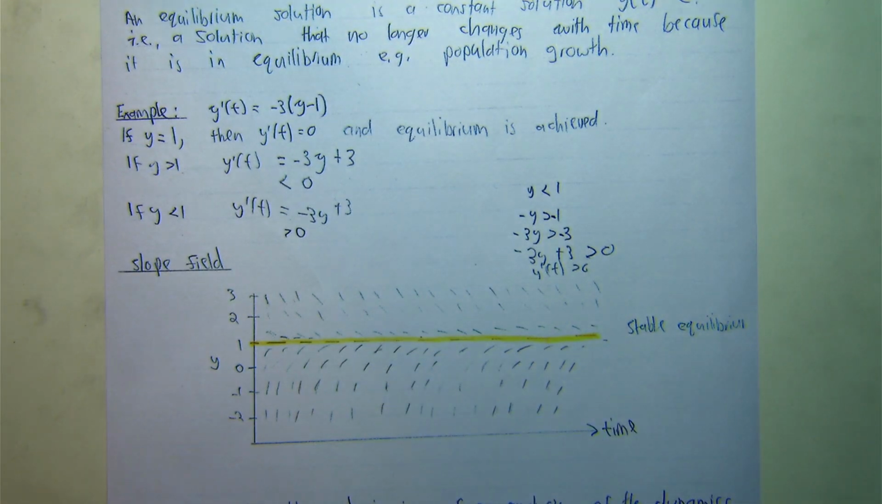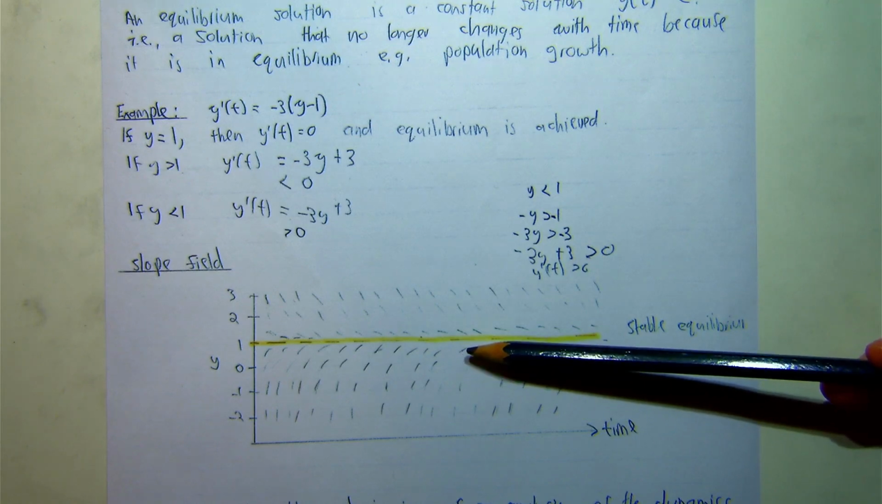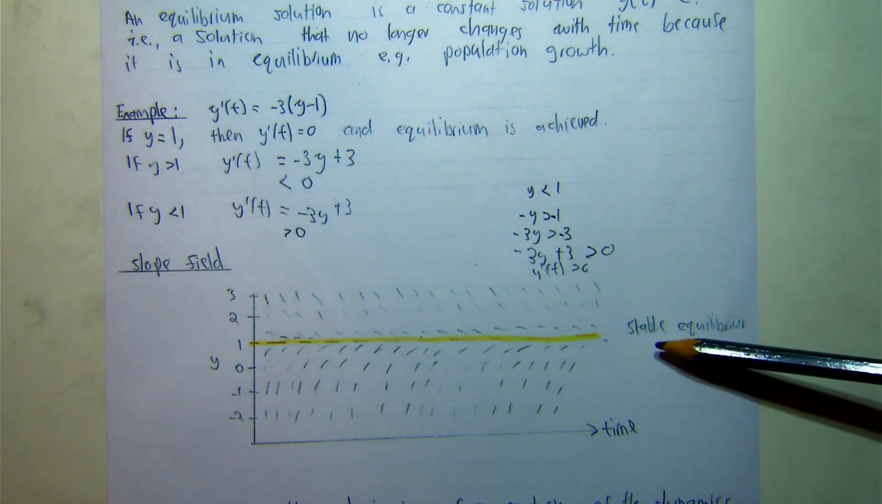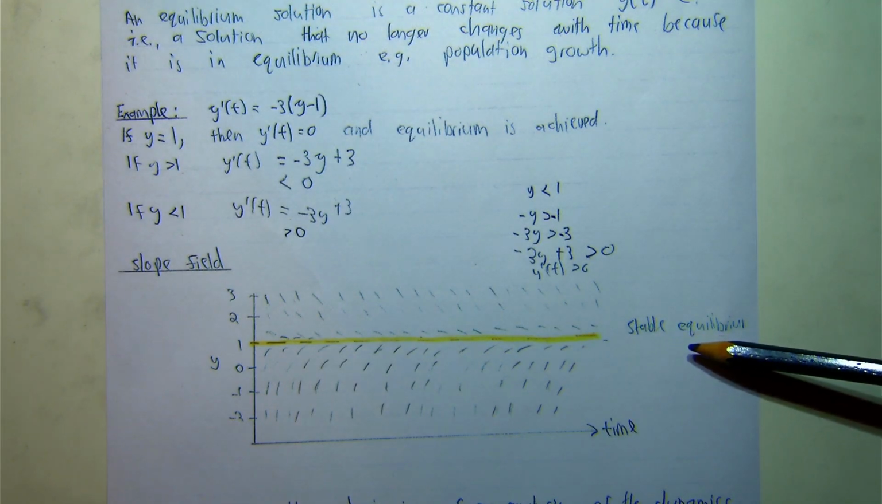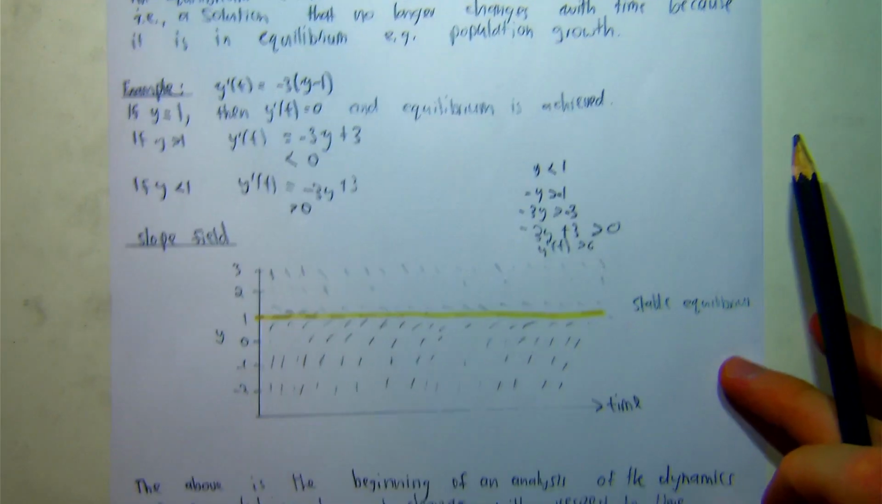So over time, no matter where you start, whether you start at 1, above 1, or below 1, you're always going to be heading towards 1. Once you reach it, you will remain in that equilibrium point indefinitely. This is what we call a stable equilibrium, one where the system over time will progress towards this value, and once it reaches this equilibrium value, it will remain there.